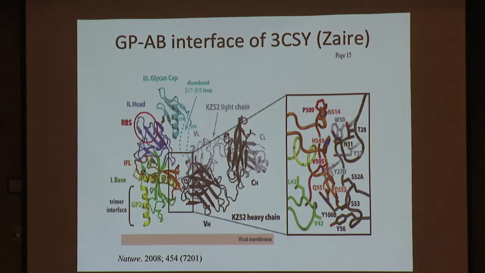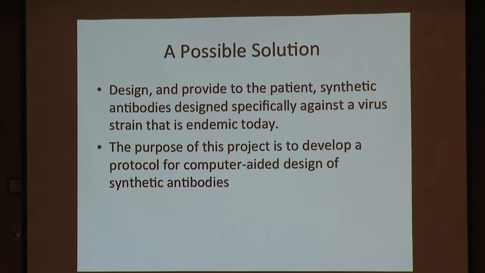Now, a possible solution to this problem is to design and provide to the patient synthetic antibodies. Synthetic antibodies are becoming more and more viable. Antibodies can be designed to be sequence specific. So one possible solution to not only the Ebola virus problem, but other viral problems, is to design and provide to the patient synthetic antibodies designed specifically against a virus strain. And the purpose of our project is to develop a protocol for computer-aided design of synthetic antibodies to speed their development and simply make it better.